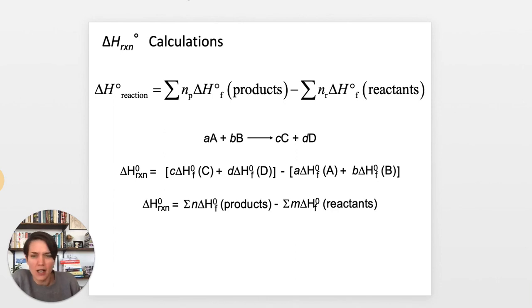So this we just like to call the summation equation.